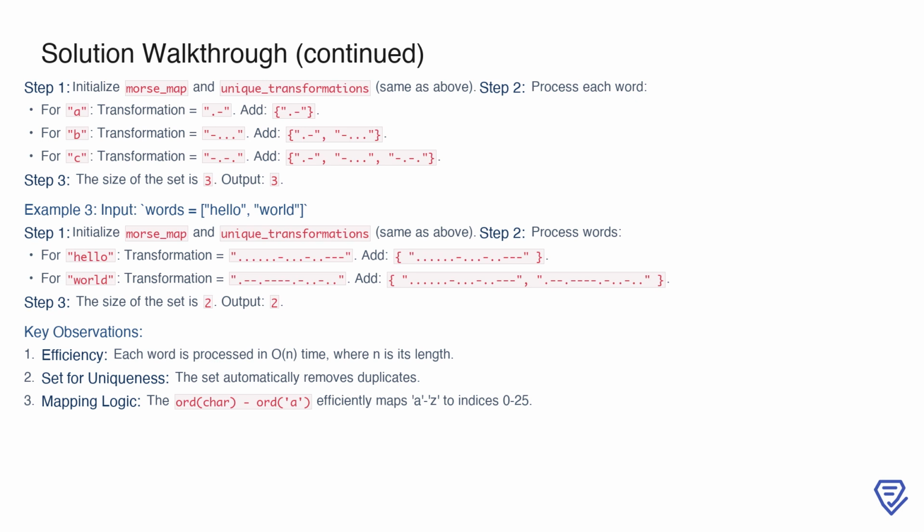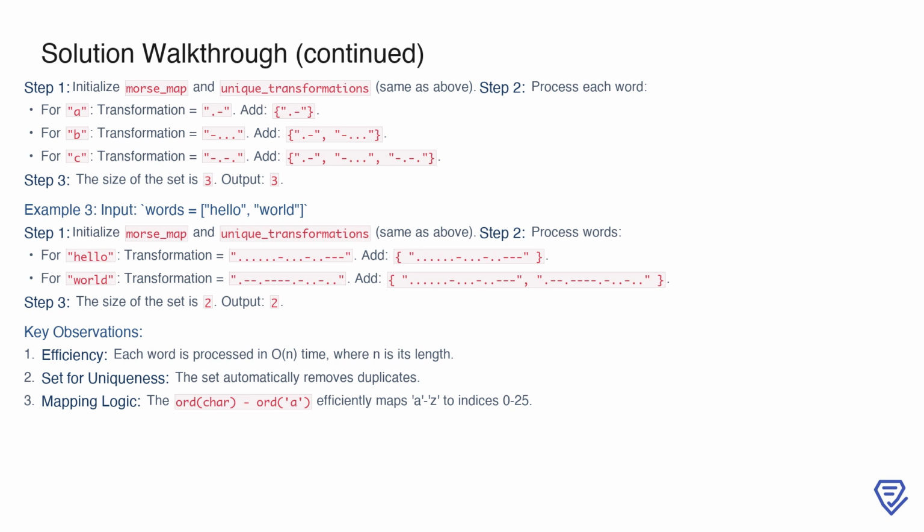In another example with the words hello and world, the process is similar. Hello transforms to its Morse code string, which is added to the set. World transforms to a different string, introducing another unique transformation. The set now contains 2 transformations, so the output is 2.